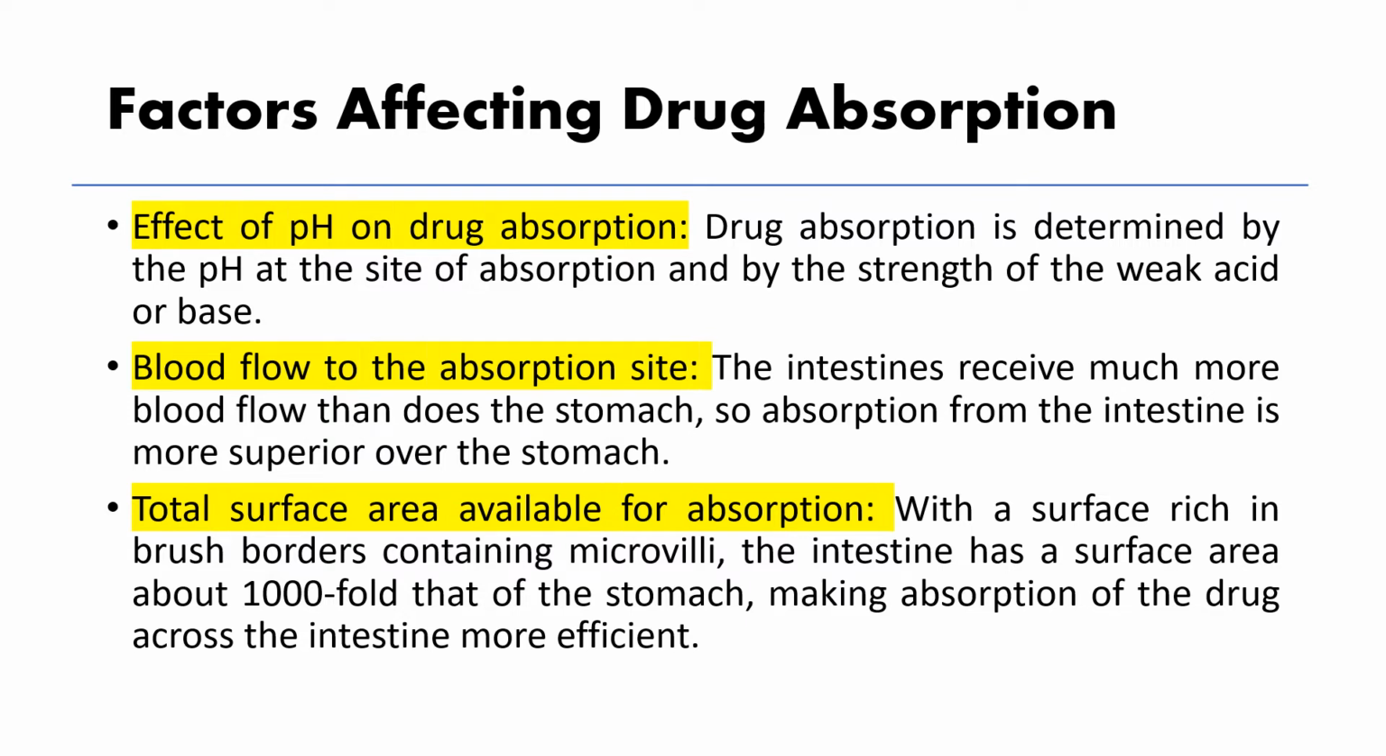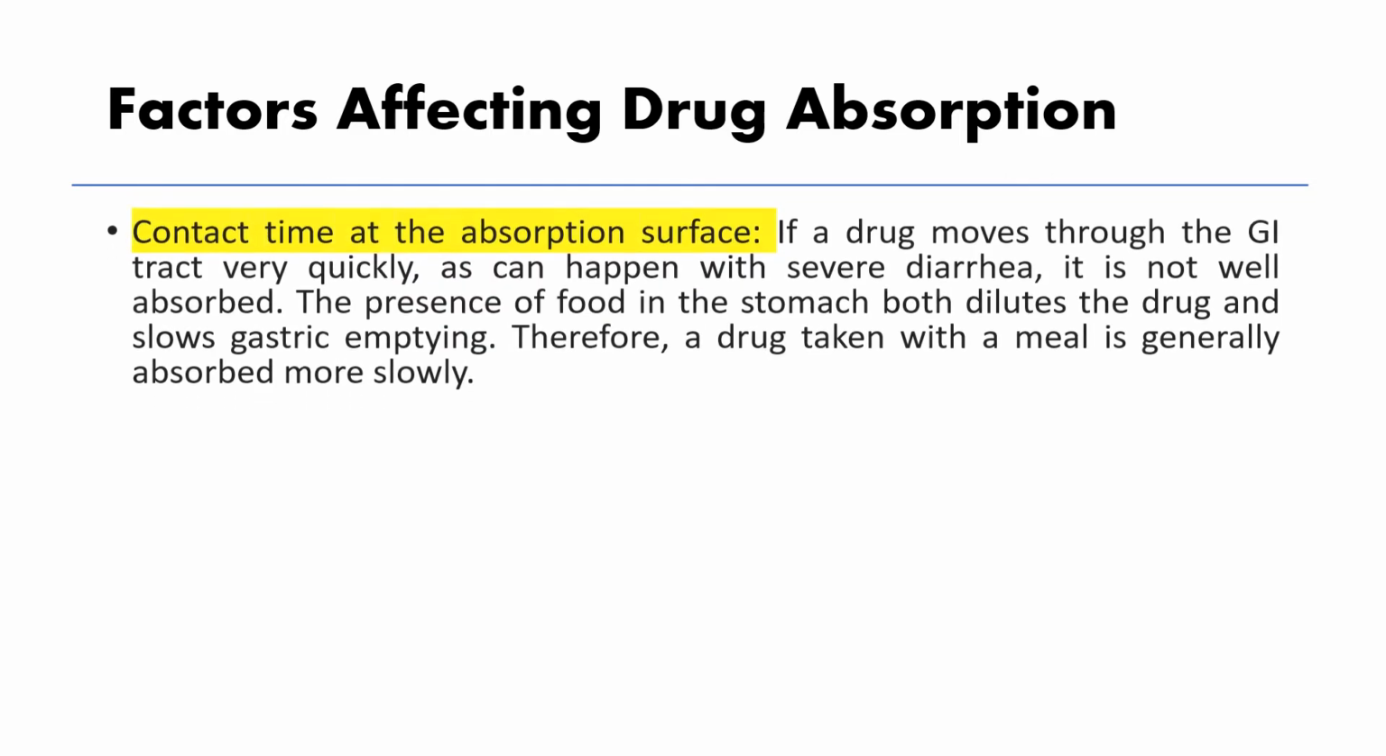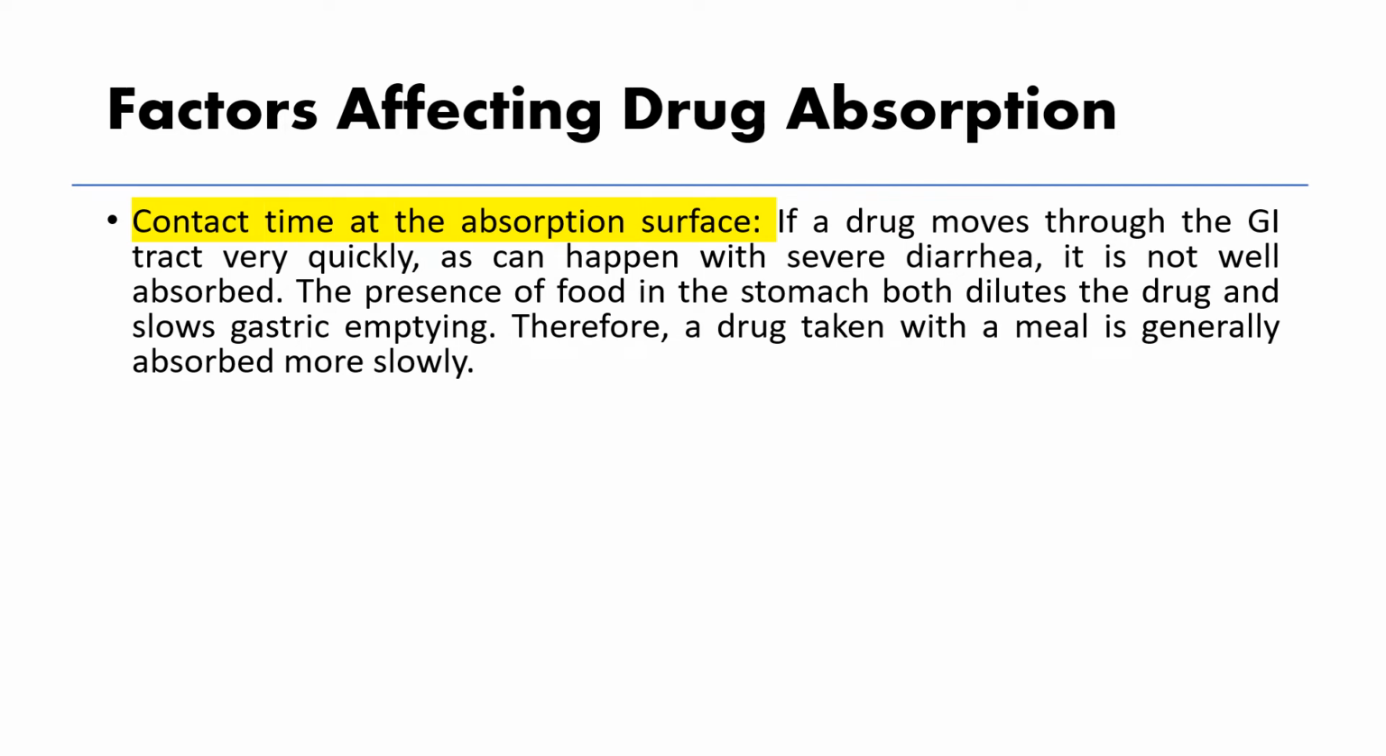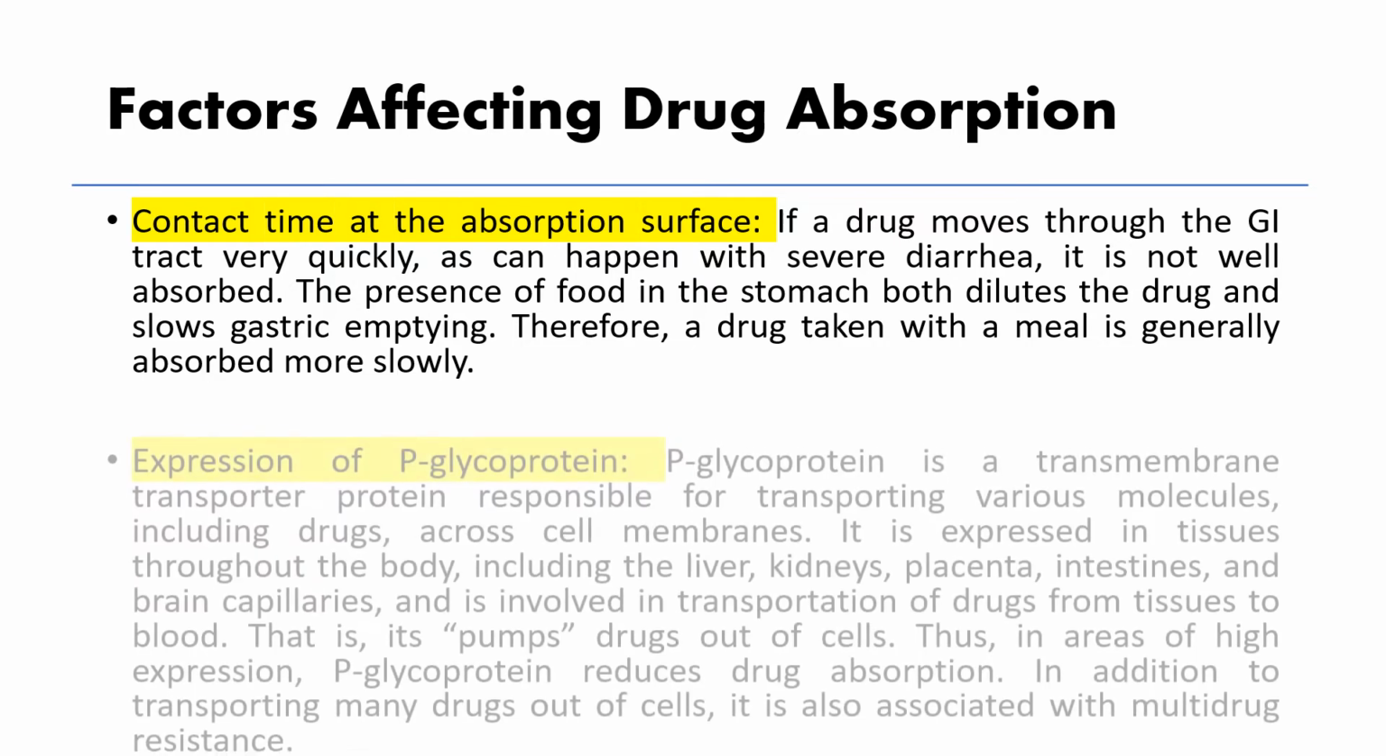With the surface rich in brush borders containing microvilli, the intestine has a surface area about 1000 folds that of a stomach, making absorption of drug across the intestine more efficient. Next is contact time at the absorption surface. If a drug moves through a GI tract very quickly, as can happen with severe diarrhea, it is not well absorbed. The presence of food in the stomach both dilutes the drug and slows the gastric emptying. Therefore, a drug taken with a meal is generally absorbed more slowly.